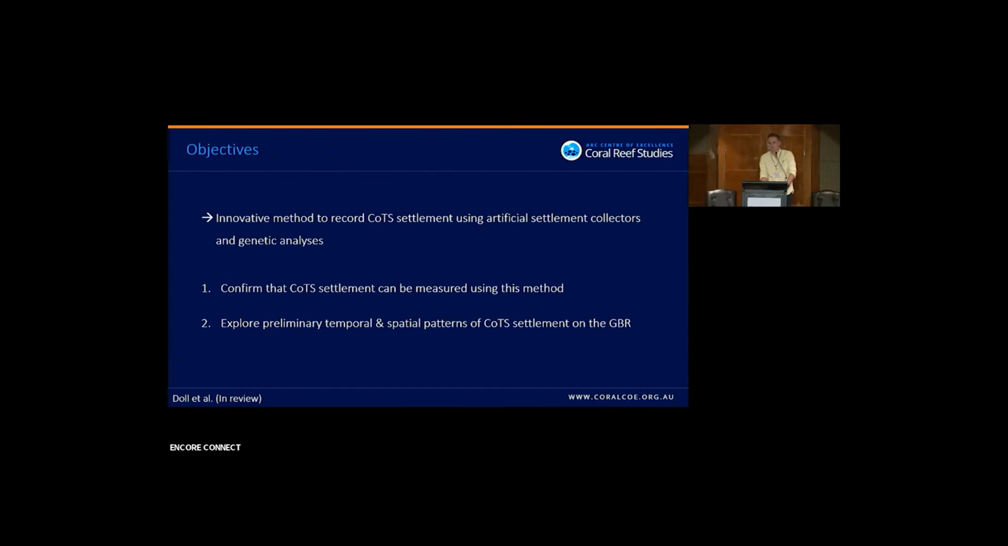So in this paper, we introduce an innovative method to record COTS settlement using these purpose-built artificial settlement collectors that I'll show you in a minute, and combining these collectors with the methods using the COTS-specific MT-CO1 primers that Sven already outlined, as well as droplet digital PCRs. So the purpose really was firstly to confirm that COTS settlement can be measured using this method, as well as explore some preliminary spatial and temporal patterns on the GBR.